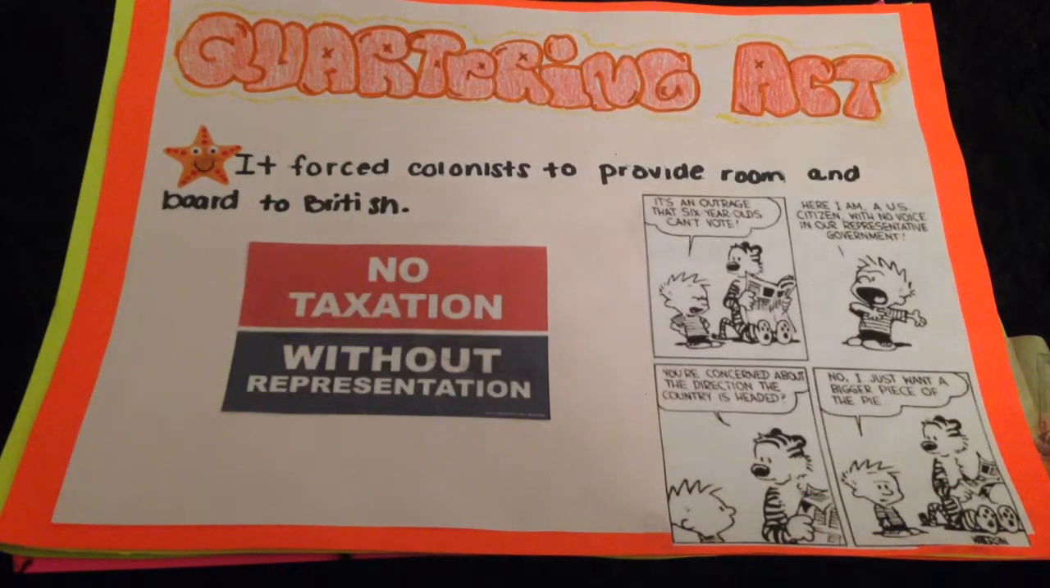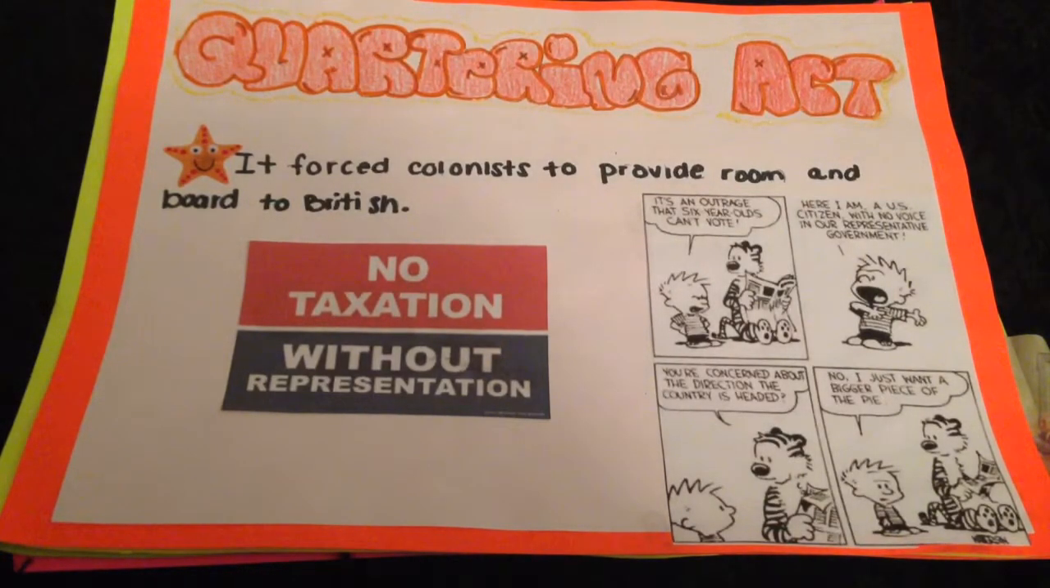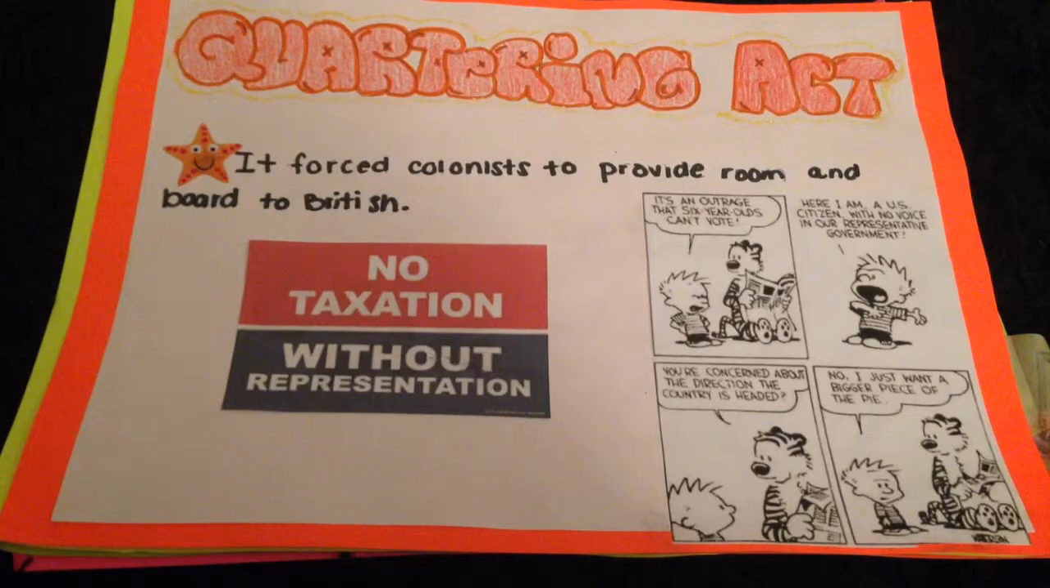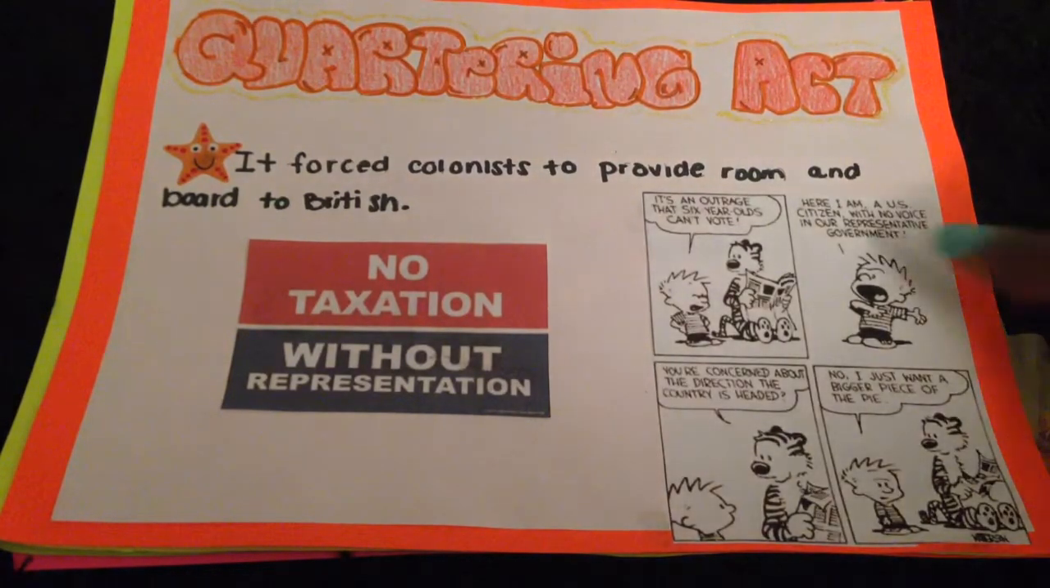Quartering Act. It forced colonists to provide room and board to the British. The Quartering Act was passed in June 1765. Taxation without representation means that Parliament had no right to tax the colonies if they couldn't have people chosen to represent them in Parliament for their wants.